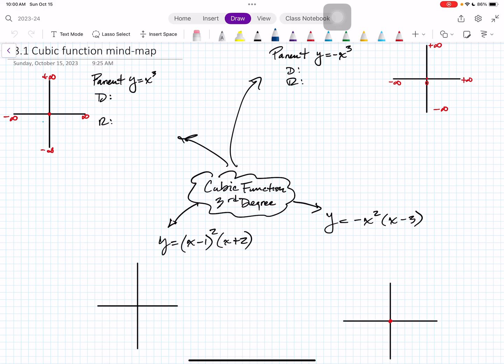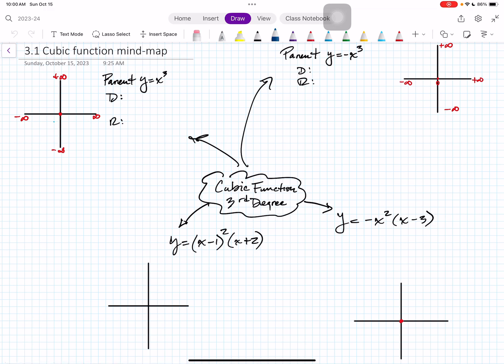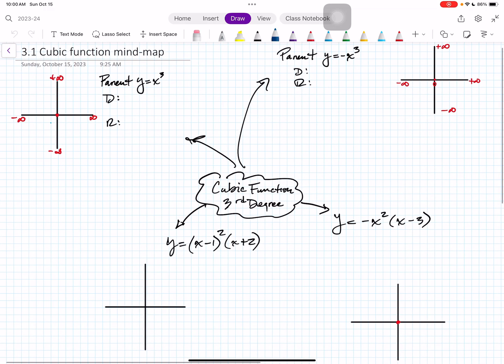We're going to get into a little mind map here, putting together all the concepts for the cubic function. We're talking about the third degree polynomial function. So what I did was I chose some cubic functions to work with here. I chose the two parents, mom and dad.